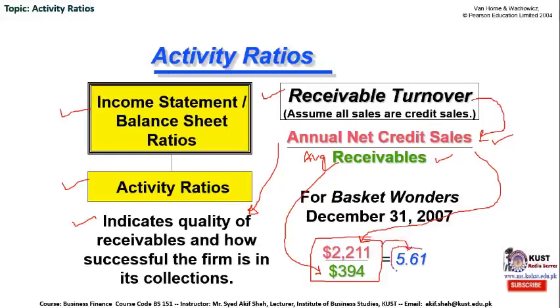Now what does it mean, 5.61? Actually this value is in times, and it tells us how many times our receivable turned into collection. Let me explain once again. In 1 year of time period, how many times our account receivable turned into cash or was collected. So it is telling us that 5.6 times in a year Basket Wonder is collecting its account receivable.